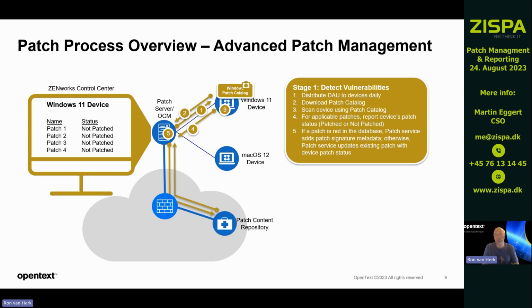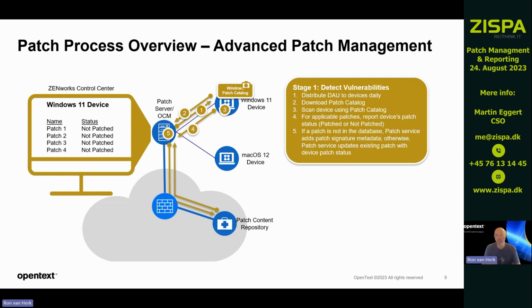So the workstation, at the time that it needs to do a vulnerability scan, will request the last version of the DAU file. And you've got some timeouts within that, but if the DAU file changes multiple times a day, it will actually get the last version of the file. It will then do the scan based on that DAU file and then send the information back to the server on what it has discovered.